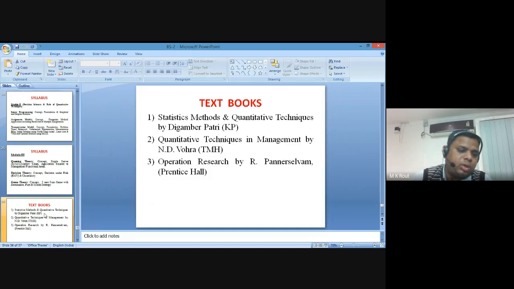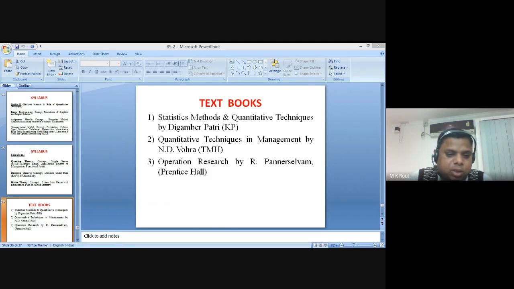Just note down these books, and as soon as you collect them from your library or different sources, especially BBA and BCom students, they have already gone through Statistical Methods and Quantitative Techniques by Digambar Patri. Just go to module number 1, module number 2, and module number 3. As you know, the class schedule is already sent to you.